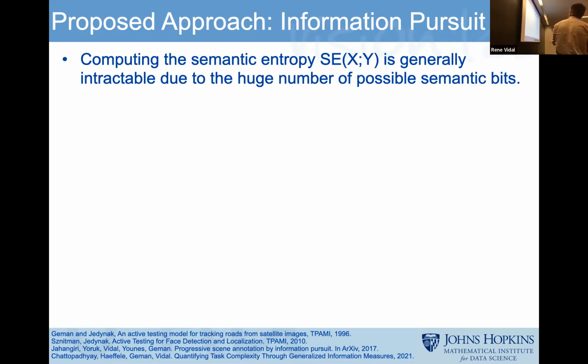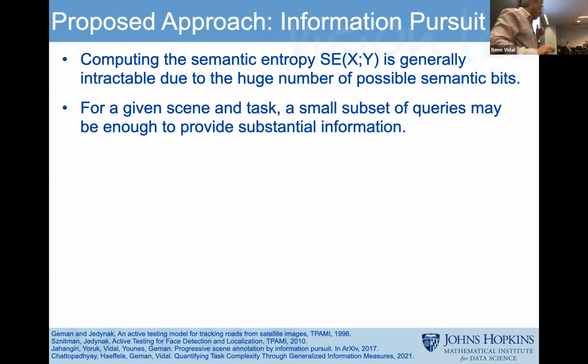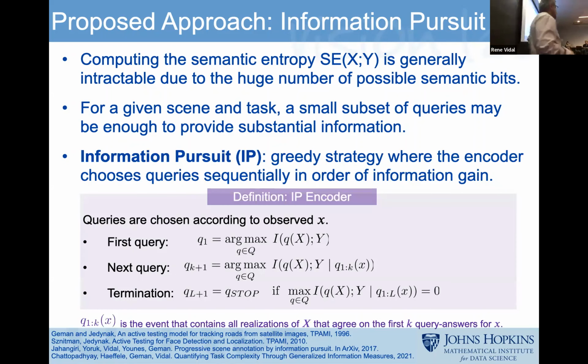But computing semantic entropy is generally intractable, and so we have to make some compromises. One thing we want to take advantage of is that even though I could have a million possible queries, in order to make an inference for a given input, I just need a handful, maybe 20 questions. That motivates the idea of doing this sequentially and in a greedy manner. This is what the information pursuit algorithm is, a well-known algorithm from the 80s. So the idea is the following. At the very beginning, I am going to select the query that maximizes the mutual information with respect to y. That's going to be the first query.